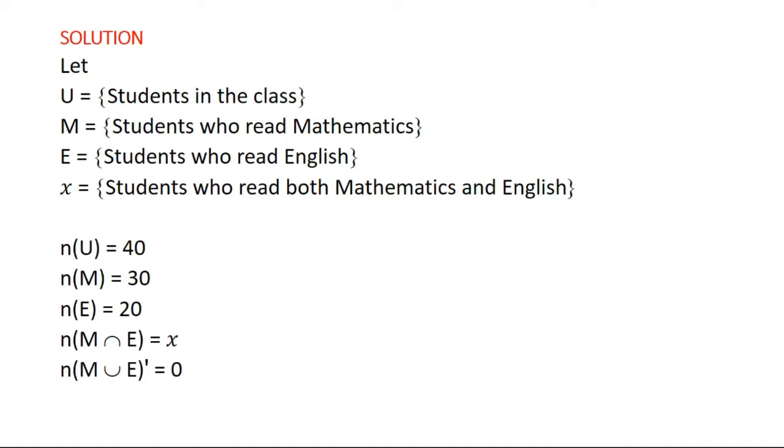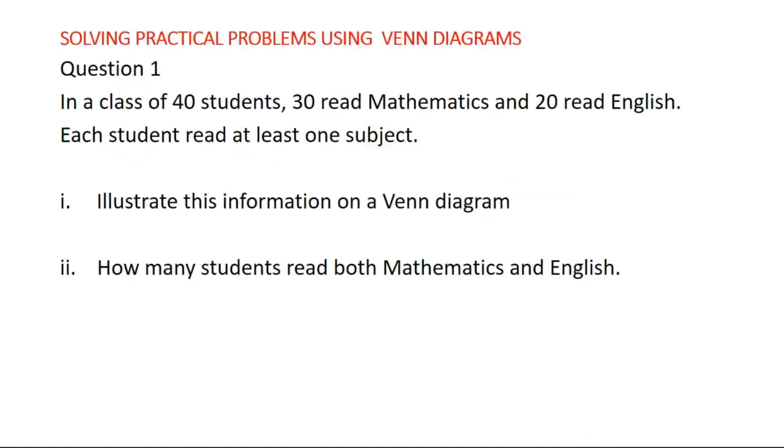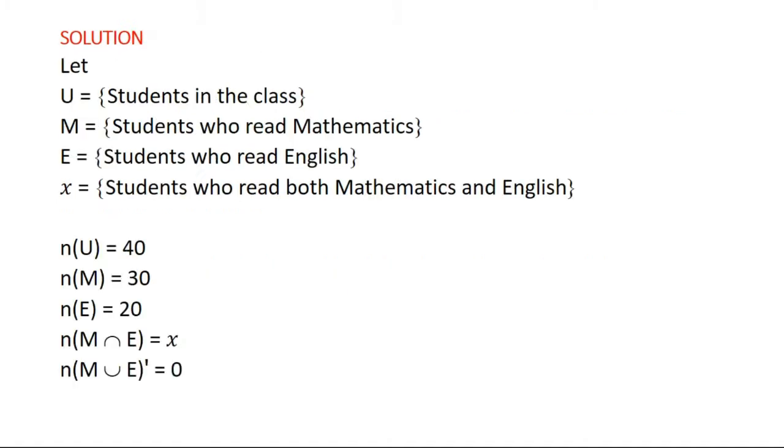Now, after you've done this, you have to find the number of members in each of these sets. So you know that the number of members in U is 40, the number of members in M is 30, the number of members in E is 20. We got these numbers from the question because 40 students are in the class, 30 read mathematics and 20 read English.